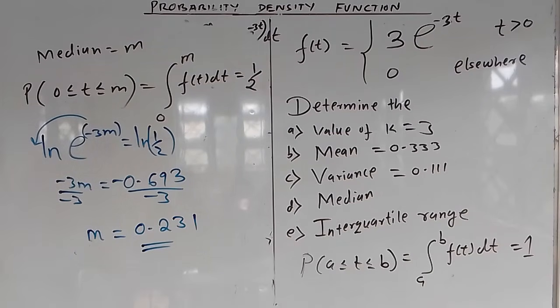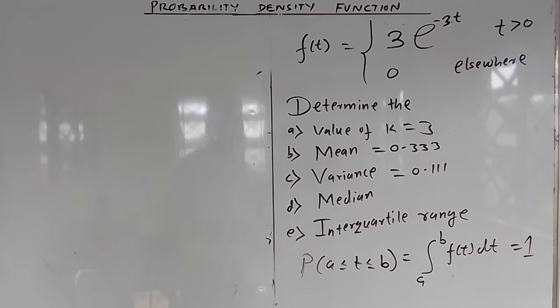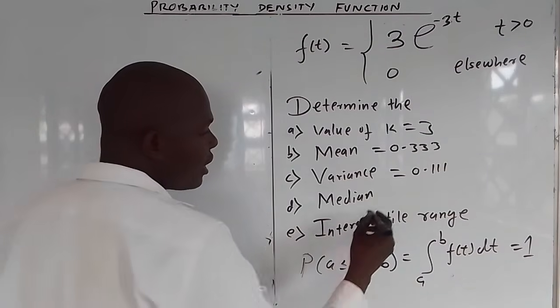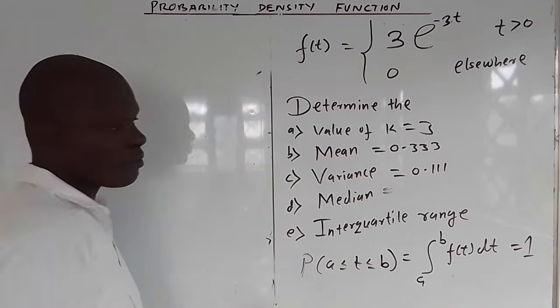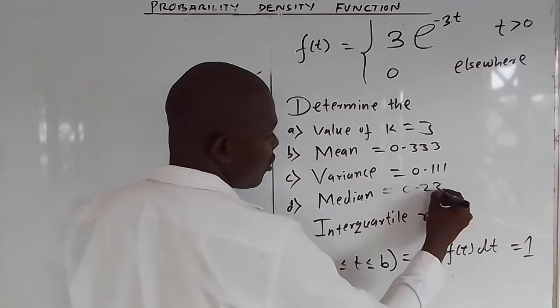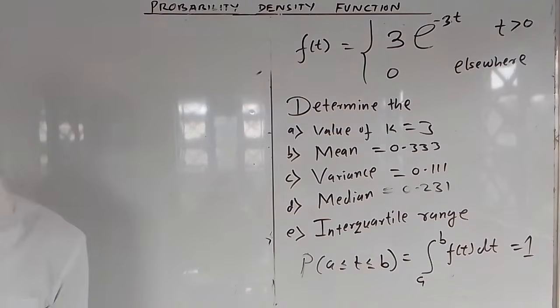You are done. The median was a hot cake, a piece of cake. The median was a hot dog. Now you have found the median, isn't it? You found the median to be 0.231.